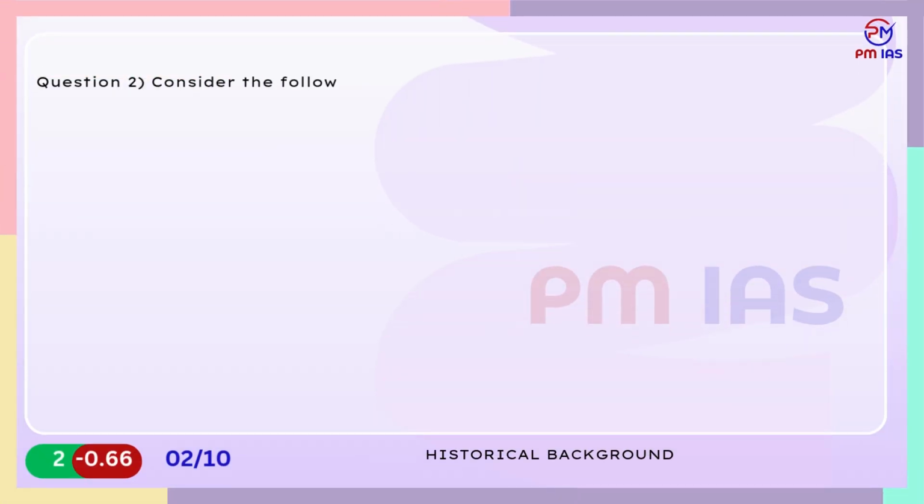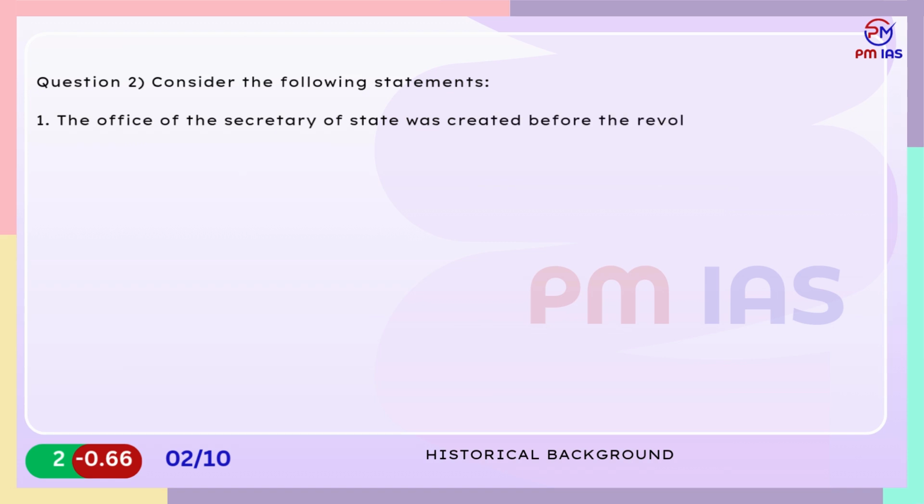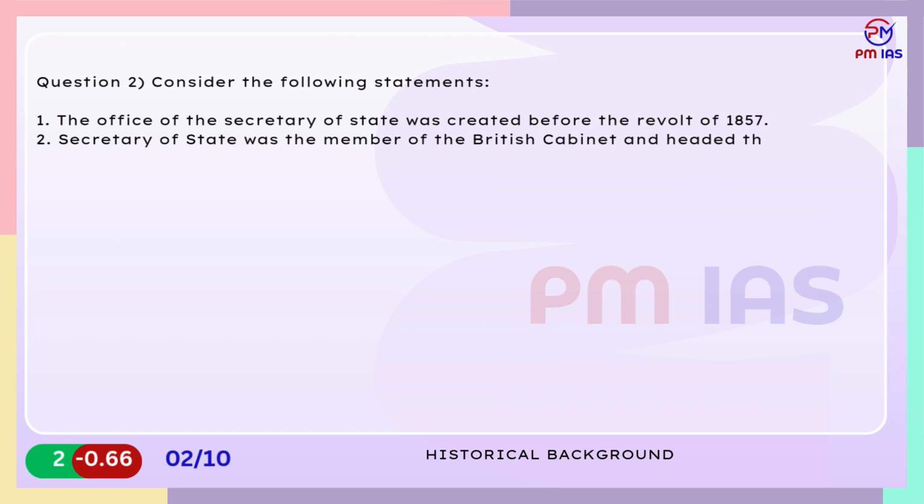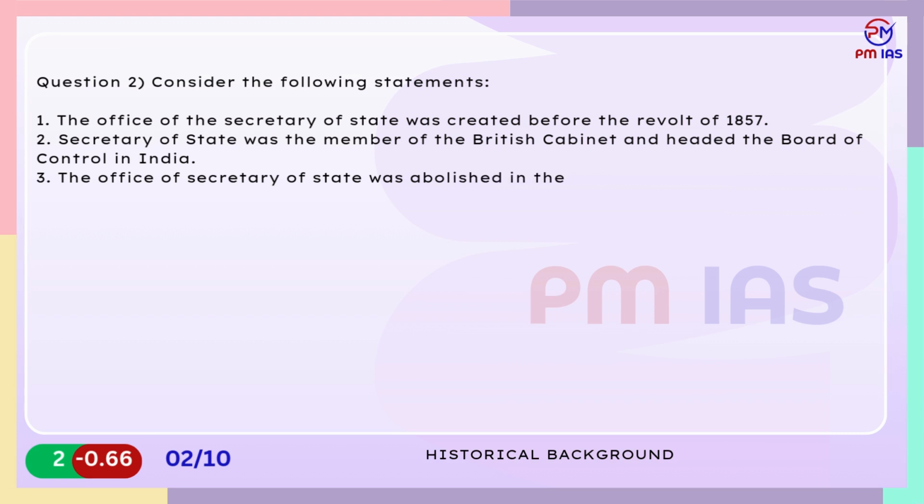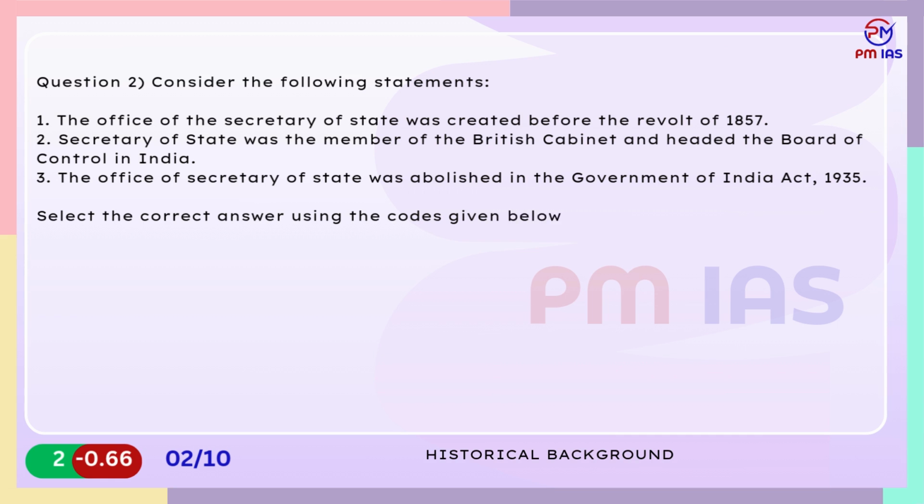Question 2. Consider the following statements. 1. The office of the Secretary of State was created before the revolt of 1857. 2. Secretary of State was the member of the British Cabinet and headed the Board of Control in India. 3. The office of Secretary of State was abolished in the Government of India Act, 1935. Select the correct answer using the codes given below. A. 1 and 2 only. B. 2 and 3 only. C. 1, 2 and 3. D. None of the above.